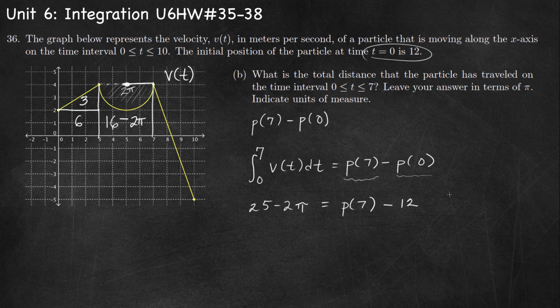And now that I think about it, I'm sort of in the process of solving for P of 7. I don't need to solve for P of 7. It's asking me what's the total distance, and we already said we really just need the net distance, so we need P of 7 minus P of 0. And that's already what we have on the right, P of 7 minus P of 0. So really our final answer is just what we have here on the left, 25 minus 2 pi.